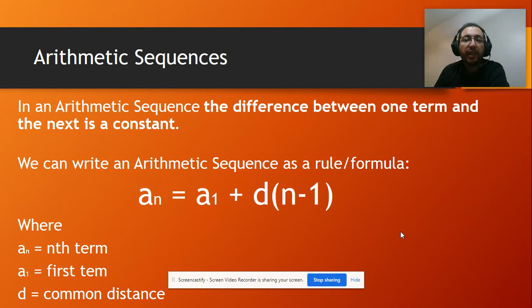And then we can write an arithmetic sequence with the rule or the formula a sub n equals a sub 1, which is the first term, plus d, which is the common difference between any two consecutive terms, times n minus 1. Okay, so let's see some examples and then you will see it.